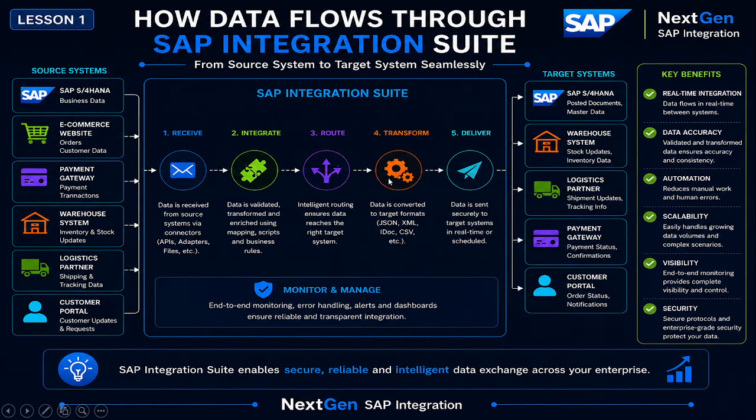The fourth one is transform. Different systems use different formats. SAP Integration Suite converts JSON, XML, CSV, IDoc, or other formats as required. The fifth one is deliver. The processed message is securely delivered to the target system. Throughout the entire process, monitoring consistently tracks every message, making troubleshooting much easier. This complete process usually happens within seconds.